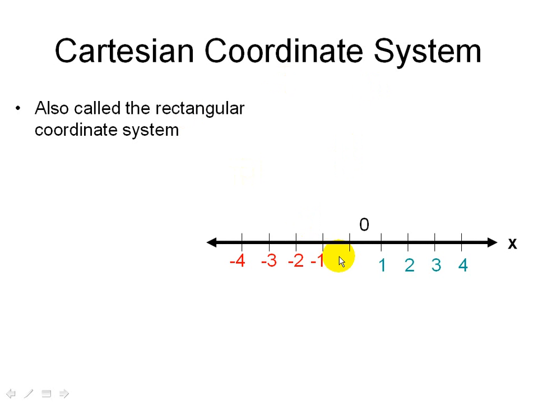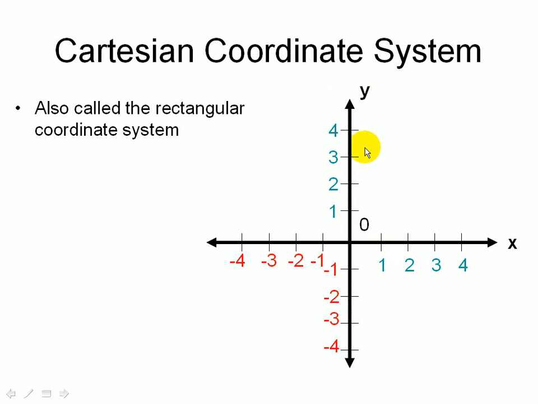We have a number line with a zero reference. We have the positive integers on the x-axis and negative integers on the x-axis as well. We can form another number line here vertically to form the y-axis. So here the horizontal line represents the x-axis and the vertical line represents the y-axis. You can see also on the y-axis we have positive integers as well as negative integers. So here we have x and y.